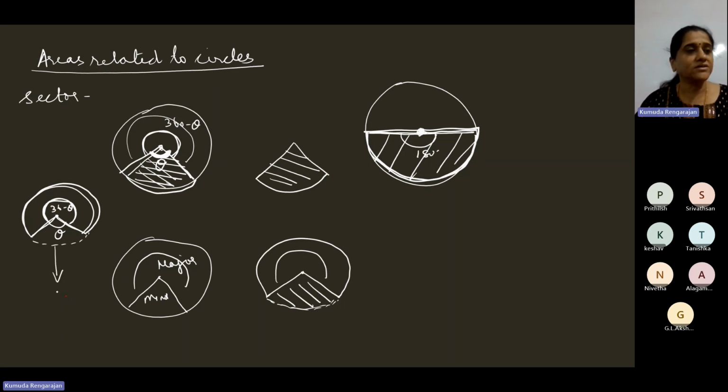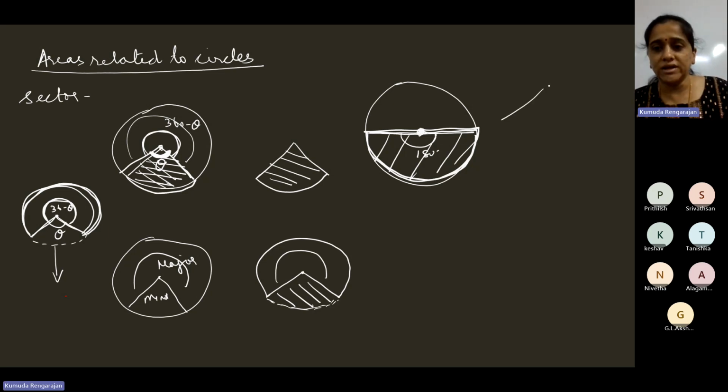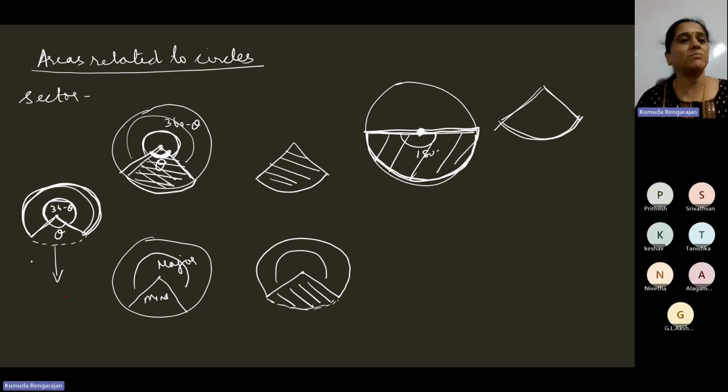Correspondingly, this arc is called the minor arc because it's an arc of the minor sector. And this arc is called the major arc. See, on the boundary of the sector, there are three things. What? Two radii and the length of an arc. Radius plus length of arc is the perimeter of the sector.